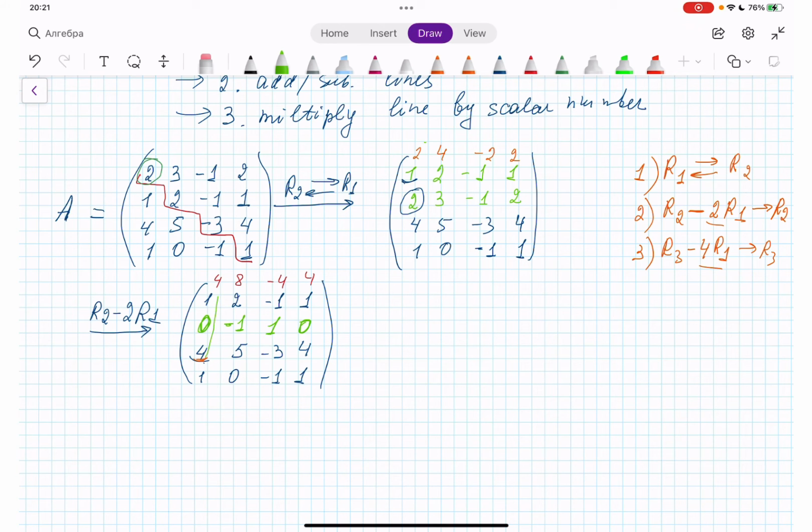So 4 minus 4. It's going to be, hold on. It's going to be R3 minus 4R1. So let me write down the line. The first line doesn't change. 1, 2, negative 1, and 1. Here I get 0, negative 1, 1, and 0. Now this one is going to be new. So third line minus first line. So 4 minus 4 is going to be 0. So I'm getting the next 0 here. And then 5 minus 8, I'm going to get how much? Negative 3.